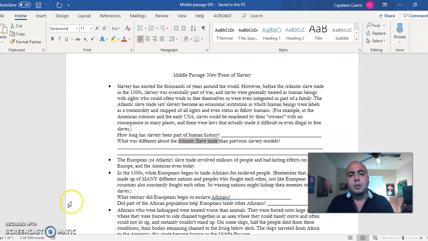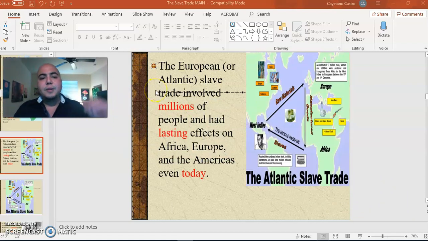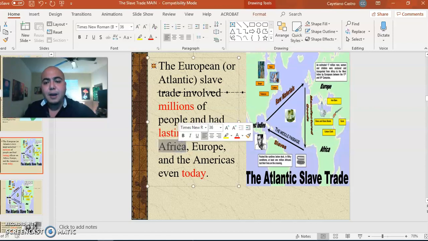Okay. Are we gonna move on to the next part of the lecture? All right. This part is very, very important. So I need you to be focused on this part real quick. Okay. So the European or Atlantic slave trade involved millions of people and had lasting effects on Africa, Europe, and the Americas even today. So notice that this affected 3 continents: Africa, so Africa's right here, Europe over here, and the Americas, which is over here, North and South America.